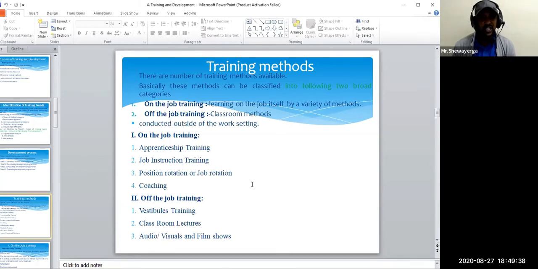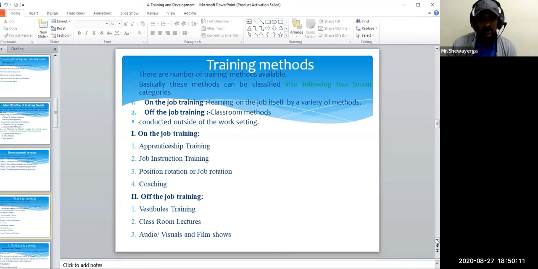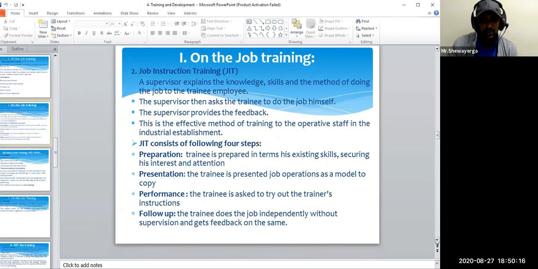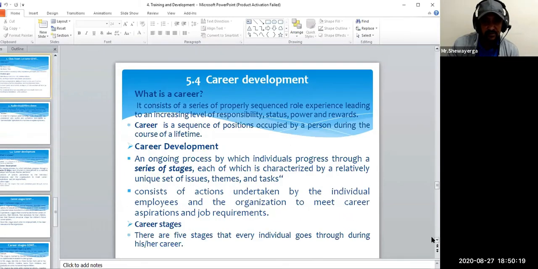When I see off-job training, one is vestibule training, like demonstration. Classroom lecture, like you, is one of the off-job training, and audio, visuals, and film shows. By watching such outputs, that is audio and visual, we can learn or we can train. So, which is one of off-job training. I think this is clear, you can read.